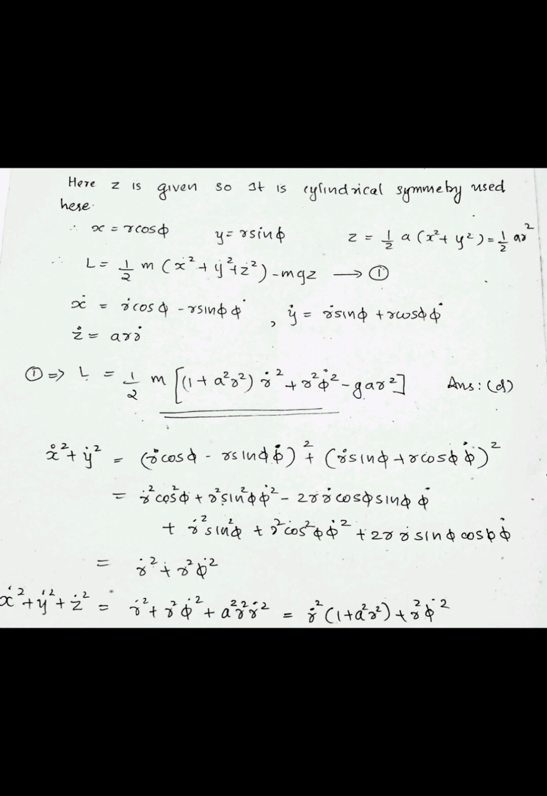that is equal to r dot square plus r square phi dot square. That is, x dot square plus y dot square plus z dot square is equal to r dot square plus r square phi dot square plus a square r square r dot square, that is equal to r dot square into (1 plus a square r square) plus r square phi dot square. So substituting all these values in equation number 1, we get option D as the right answer.